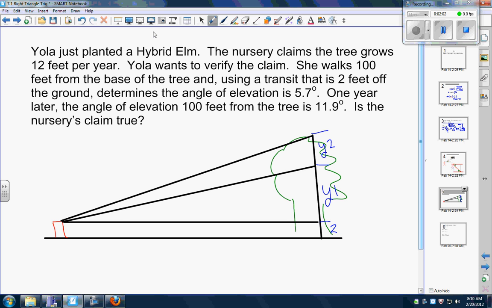So my first angle of elevation was 5.7 down here. The next one was 11.9. Okay, so I'm going to take one triangle here. I'm going to say tangent of 5.7, opposite is Y1 over the 100, because we stepped back 100 feet to do this. Okay, so the first little triangle right there.